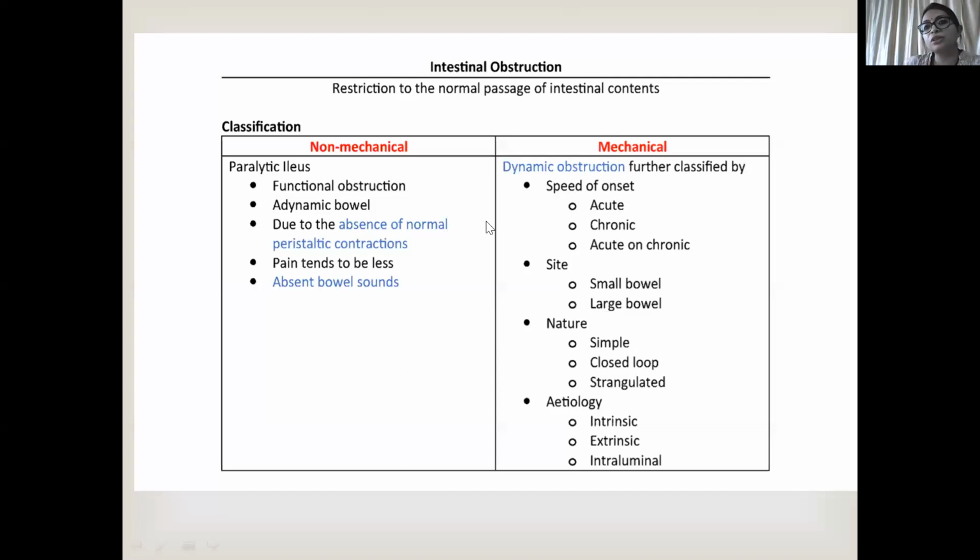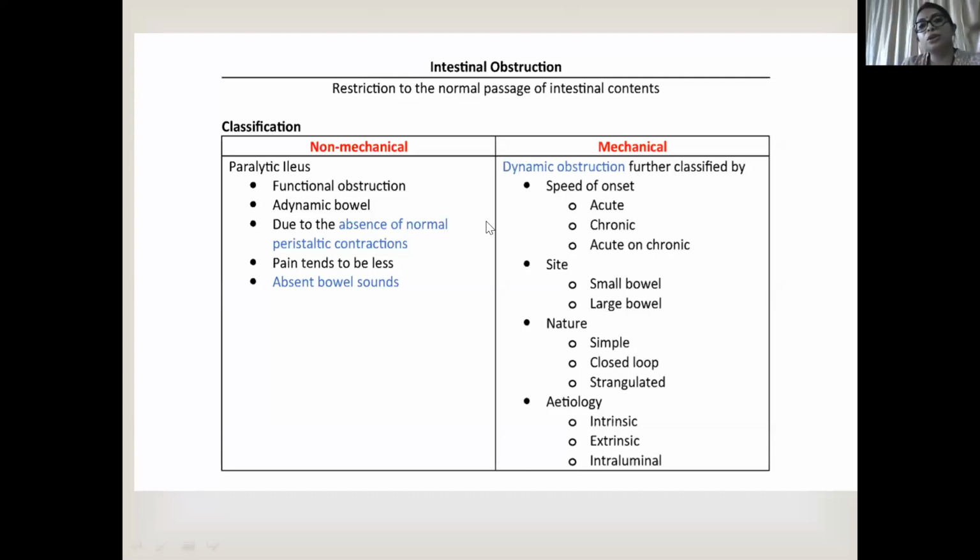So dynamic obstruction or mechanical obstruction can be further classified by the speed of onset. Sometimes it can be acute, sometimes it can be chronic. Like how you were talking about chronic constipation, and this chronic constipation leading finally to an acute on chronic presentation. So that is what we would expect for an intestinal obstruction in case of constipation. And this obstruction can occur anywhere, right? It can occur in the large bowel, it can occur in the small bowel. And it's very interesting to note that by the symptoms the patient is telling you, you can actually make out where the obstruction is. And we will be coming to that, okay?